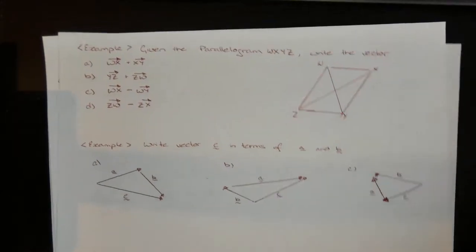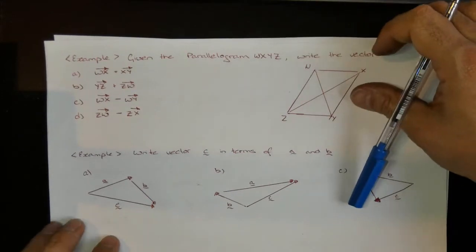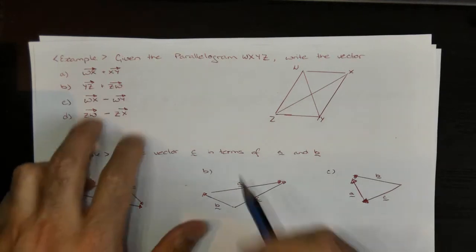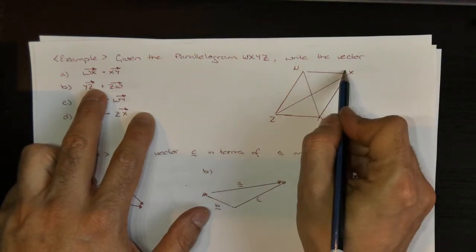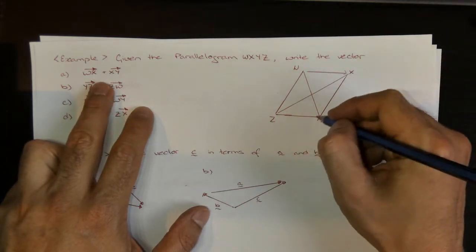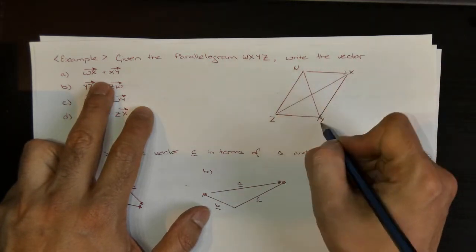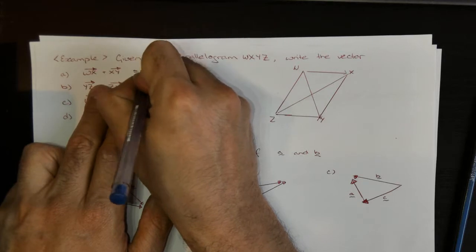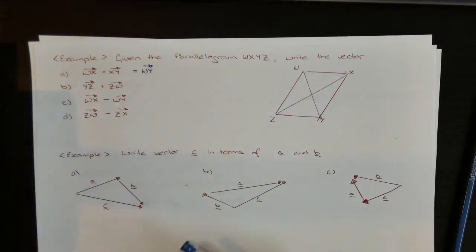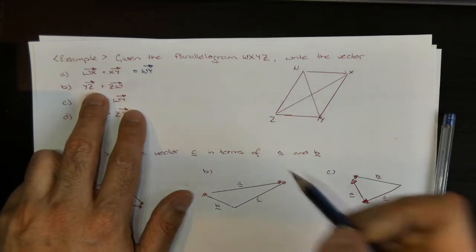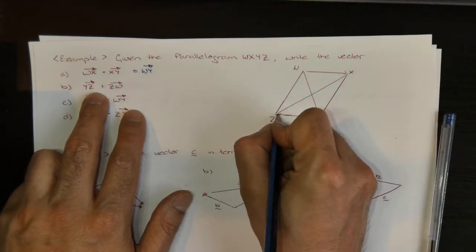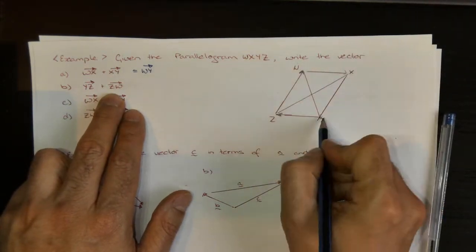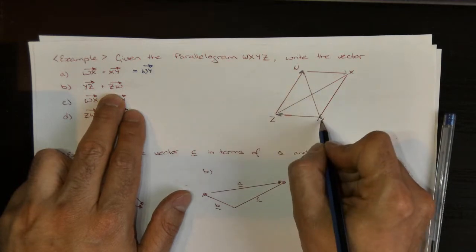Okay. So let's look at this example here. Given the parallelogram W, X, Y, and Z, I've got WX, so I'm going this way, and then I'm adding XY, I'm going that way, so tip to tail, tip to tail. I'm going to get WY as the result, the vector WY. Part B, if I get YZ, going this way, and I add ZW, tip to tail, I'm going to get YW.